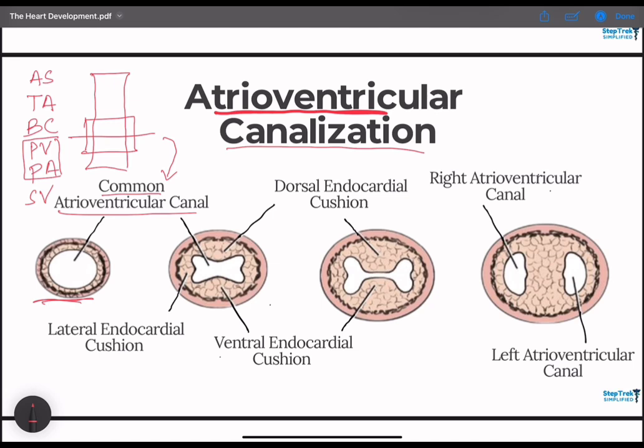Same as other structures, we again have endocardial cushions or ridges formation due to neural crest migration. We have lateral endocardial cushions and ventral and dorsal endocardial cushions. They grow, but the growth of the ventral and dorsal endocardial cushions is greater compared to the lateral endocardial cushions, and they finally fuse with each other, thus dividing the common atrioventricular canal into right and left atrioventricular canals.